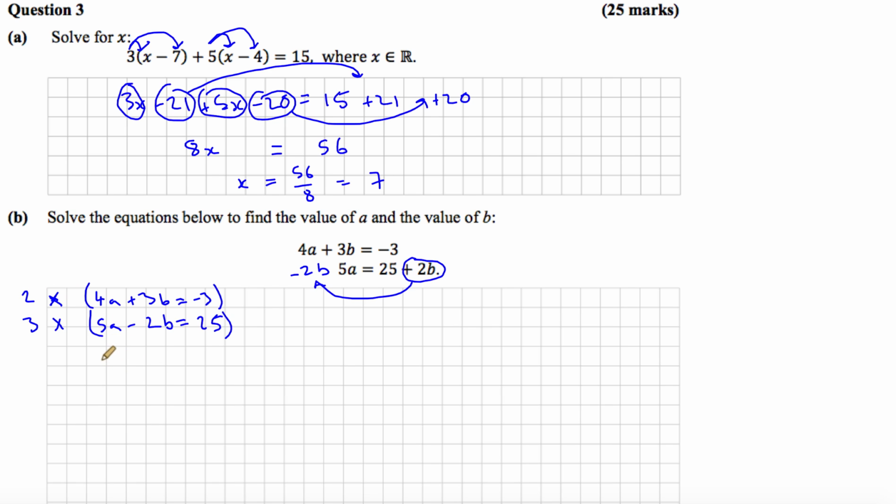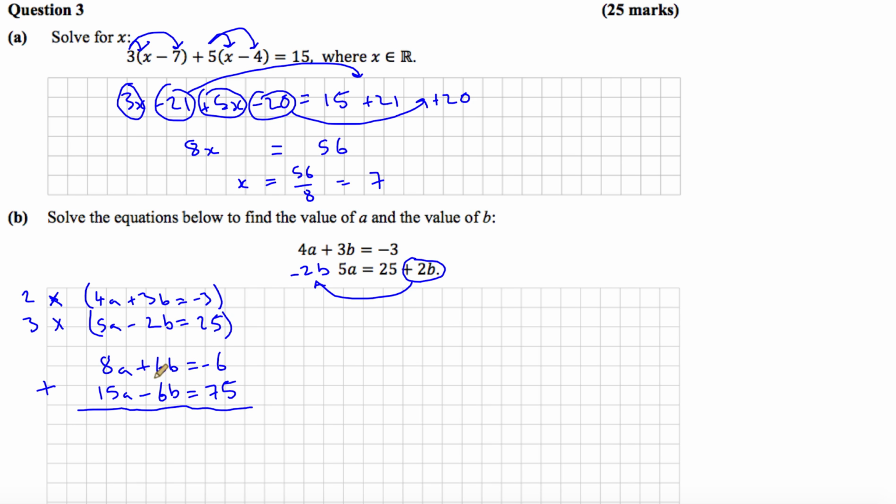So 2 times 4a is 8a, 2 times 3b is 6b, and 2 times negative 3 on the other side is negative 6. The second line, 3 times 5a is 15a, 3 times minus 2b is minus 6b, and 3 times 25 over there is 75. So now I've got plus 6b and minus 6b. The signs are different, but the term is otherwise the same, so I'm going to add now so that they eliminate.